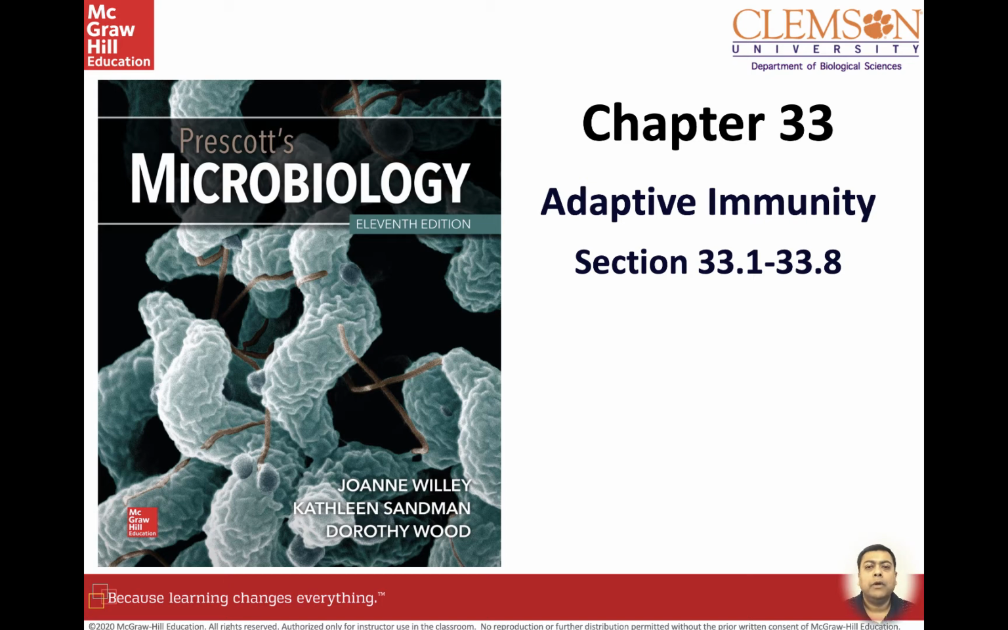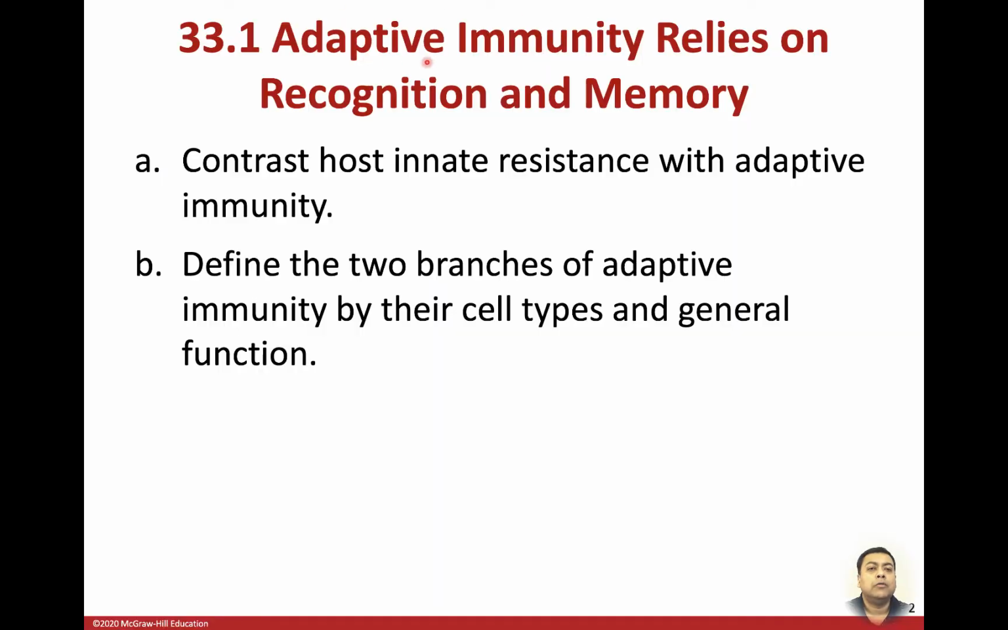Welcome back. We are going to start with chapter 33 and discuss adaptive immunity. We are only going to talk about sections 33.1 to 33.8. Section 33.9, we will just skip. The first thing that we are going to talk about is the relationship of the adaptive immunity.